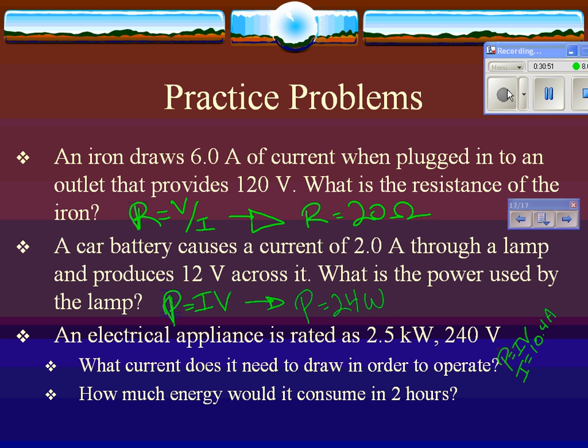Energy. What is energy measured in? Joules. What? Watts or joules per second. So we know we're using 2,500 joules per second. Figure out how many seconds are 2 hours. Okay? And therefore, what do you end up with? 10 to the 7th. So 100, or no, what is that? That's 18 million joules. Okay?